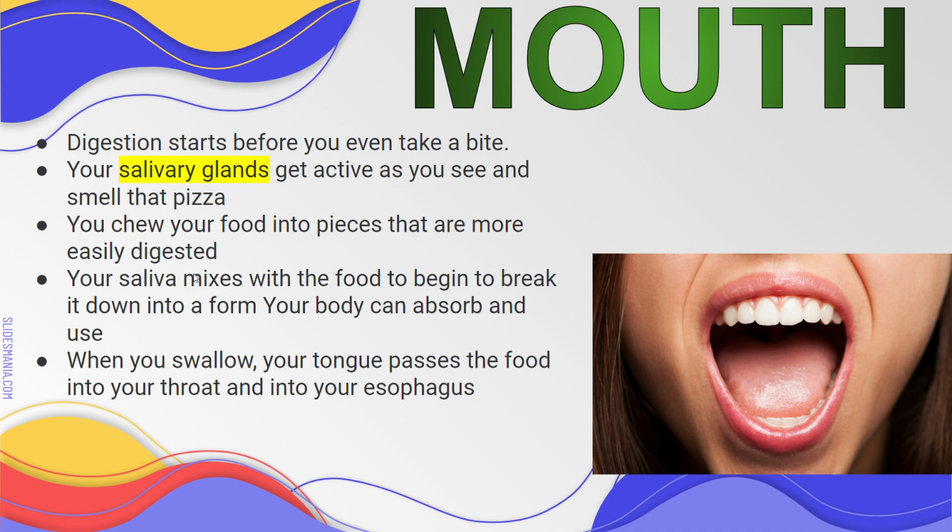So digestion starts in your mouth before you even take a bite, right? Your salivary glands will start to get active as you see and smell pizza, for example. You will then chew your food into pieces that are more easily digested, and then your saliva will take that chewed food and begin to break it down into a form that is easily absorbed and used by your body. And lastly, when you swallow, your tongue will then pass that food into your throat and then into your esophagus.